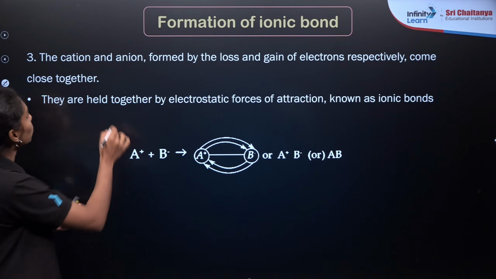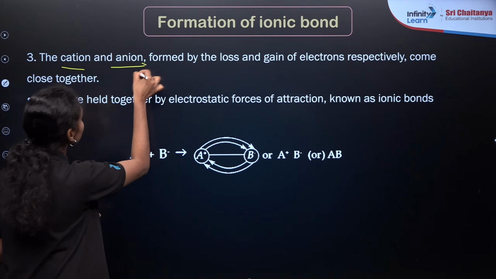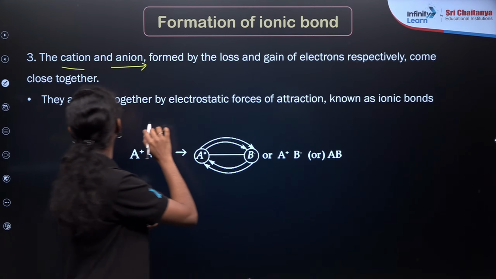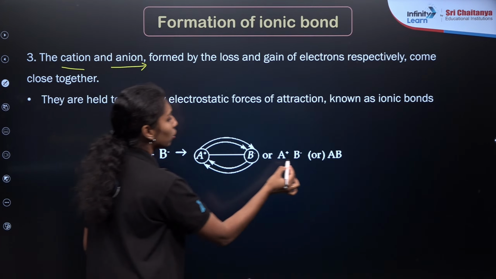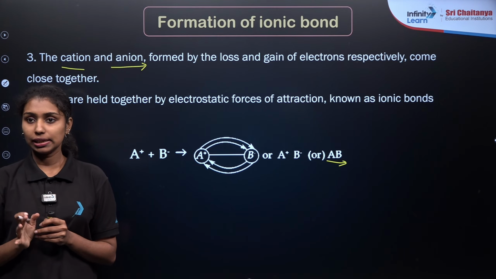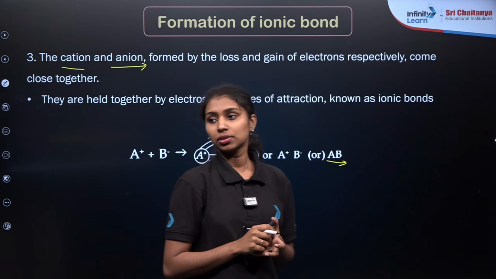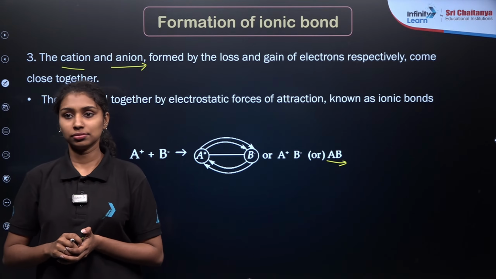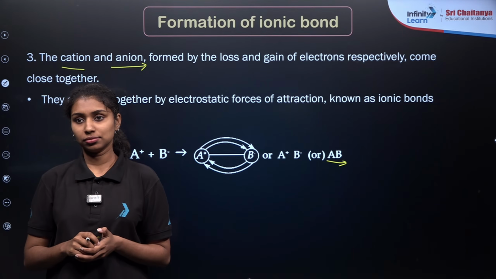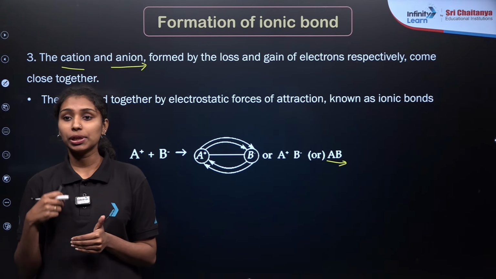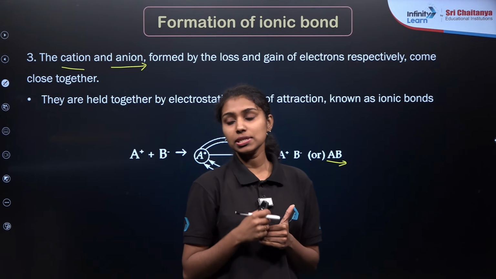Then the cation and the anion, right? The cation is formed from the metal and the anion is formed by the non-metal. They combine together to form a particular compound known as the AB compound, or the ionic compound. Is that clear? Is it clear how the ionic compound or ionic bond is formed?